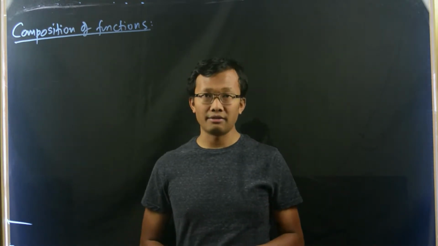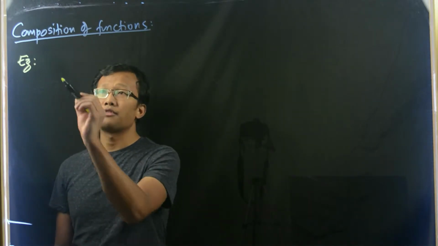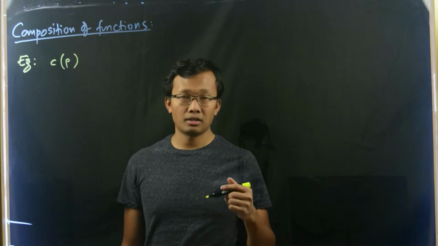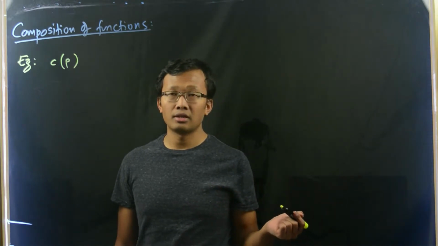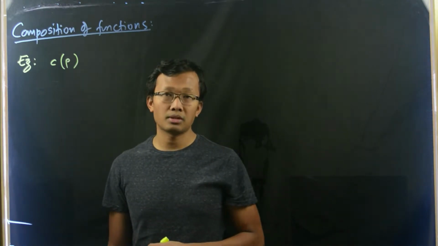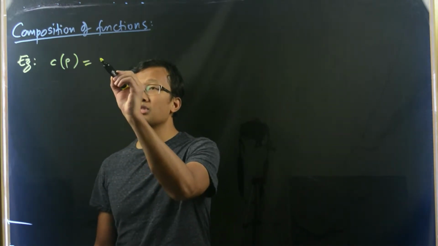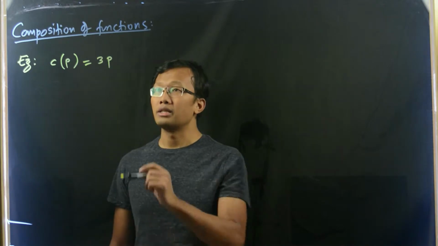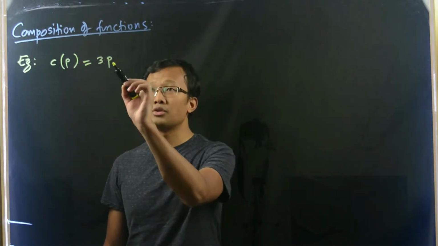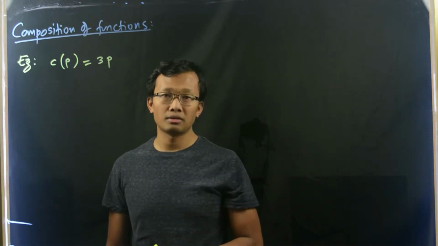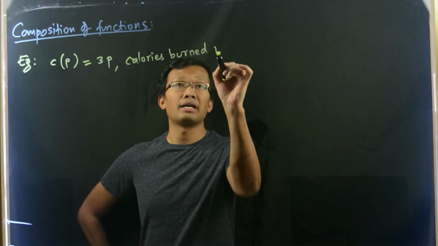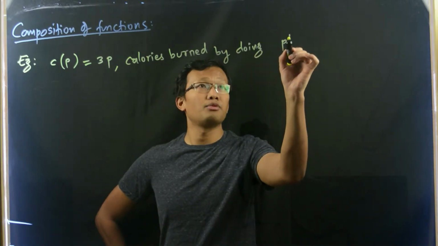in daily life. Example: consider a function C(p) that calculates calories whenever a person does p push-ups. Let's suppose this is 3p. That means here 3 is the calories that the body uses whenever we do p push-ups. Calories burned by doing p push-ups.